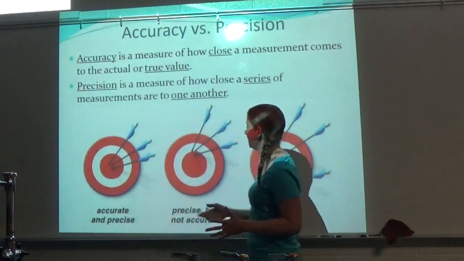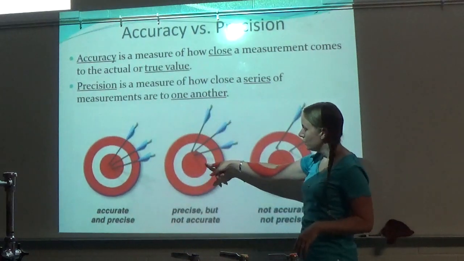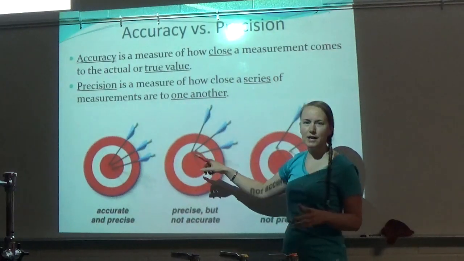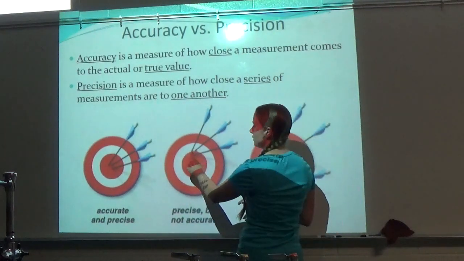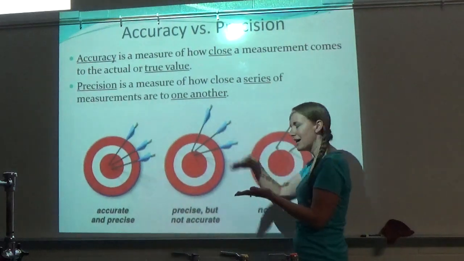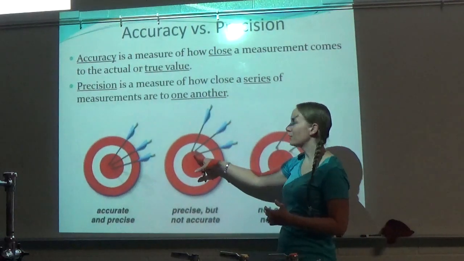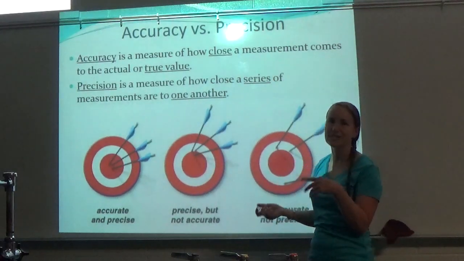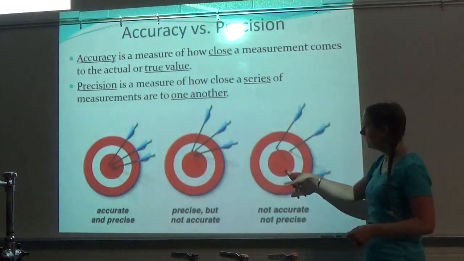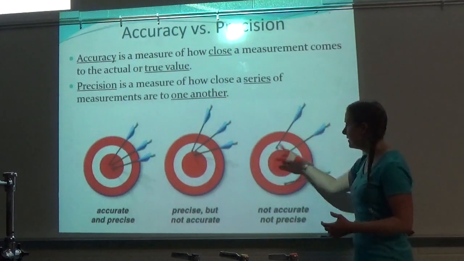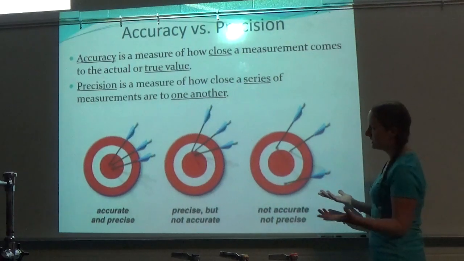it 3 times. Here we are pretty precise because if you look, we're hitting in the same spot. And I know it's probably hard to see on the camera, but these 2 are kind of right outside of the bullseye. So they're precise, they're all near each other, but it's not as accurate because we only hit the bullseye 1 time instead of all 3. And then this one, if you look, none of them hit the bullseye, so it's not accurate. And we didn't even get in the same spot, so it's not precise either.